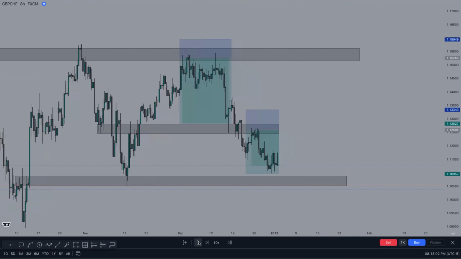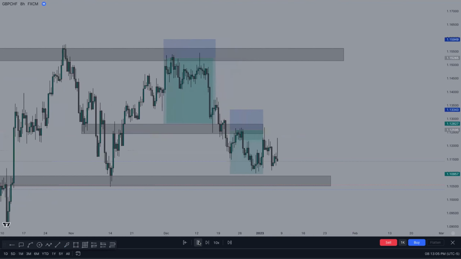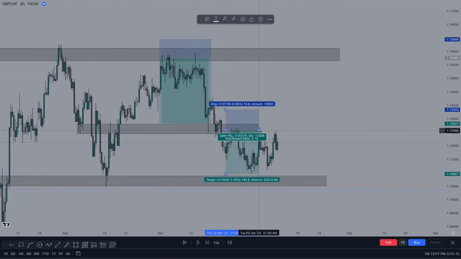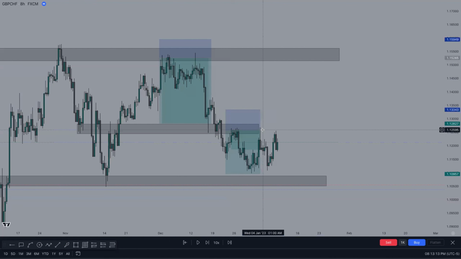So did that work out? All right, so price came down to the support area but did not quite tap it yet, and it retraced back to entry.